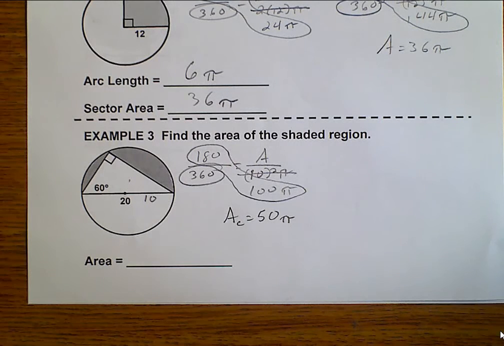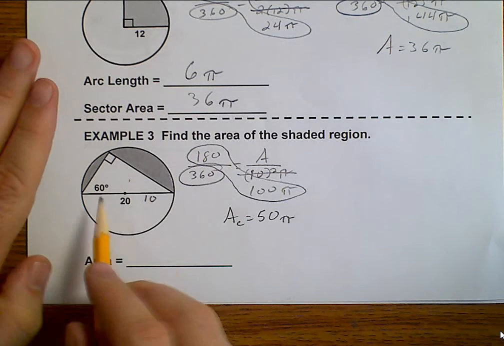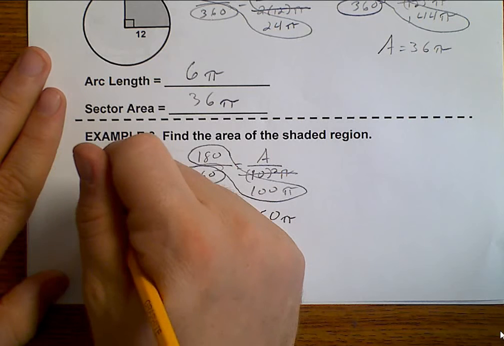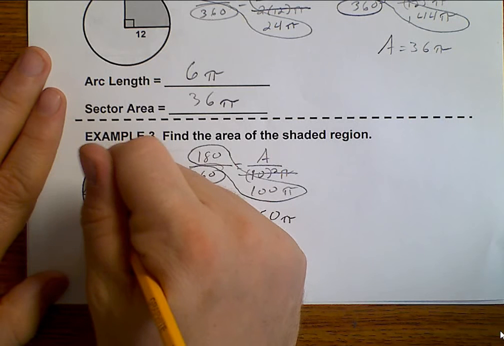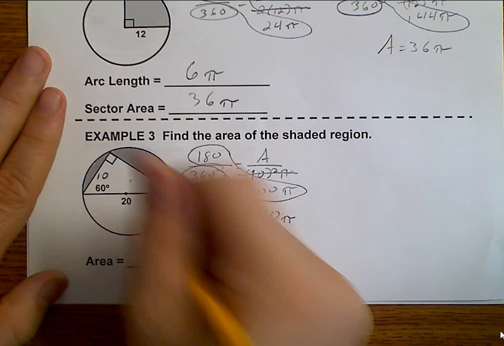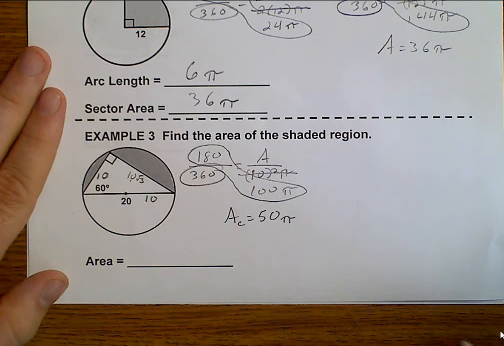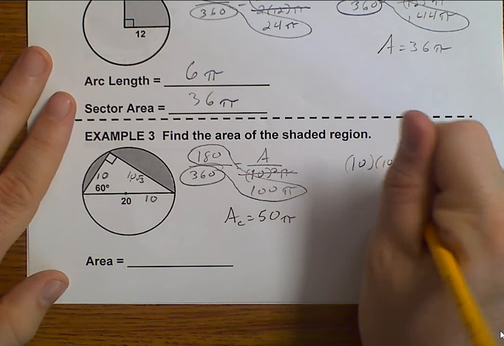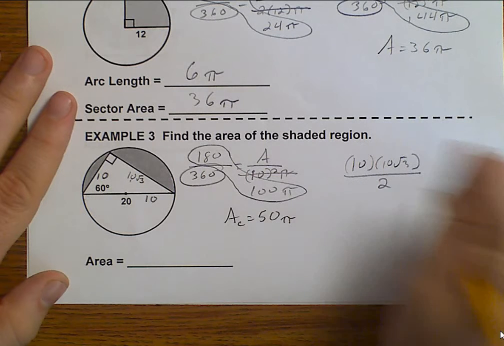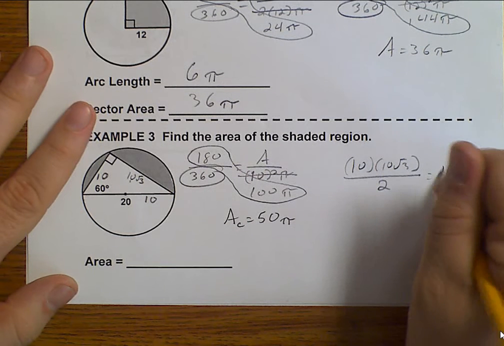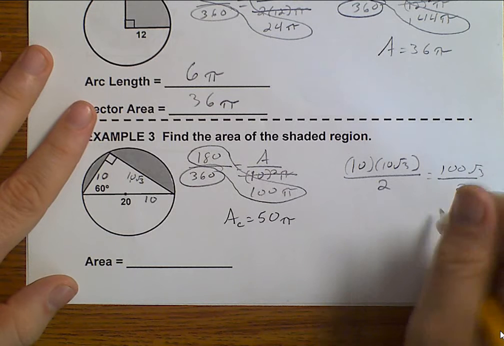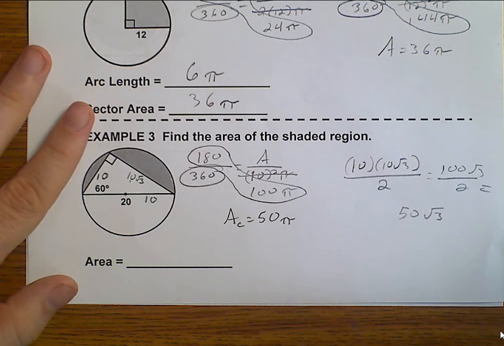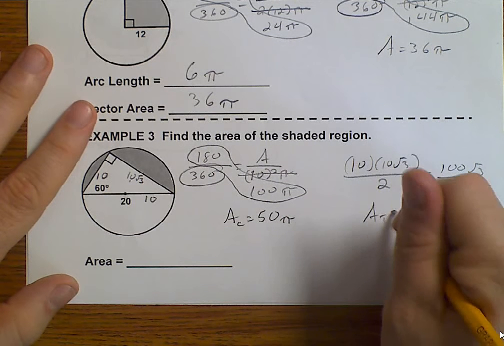Now I need to find the area of this triangle. Well, this is a 30, 60, 90, so the hypotenuse is 20, which means the short leg is going to be half of that, which is 10, which means the long leg is going to be 10 square root of 3. This is going to be 10 times 10 square root of 3, all divided by 2, which comes out to 100 square root of 3 divided by 2, which equals 50 square root of 3. This is the area of my triangle.